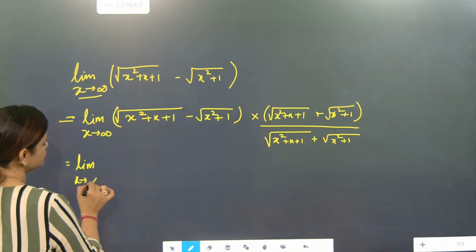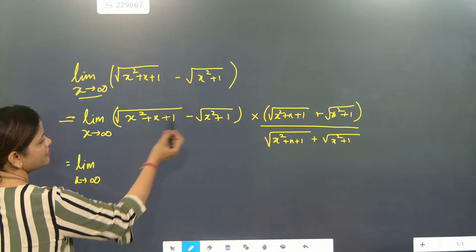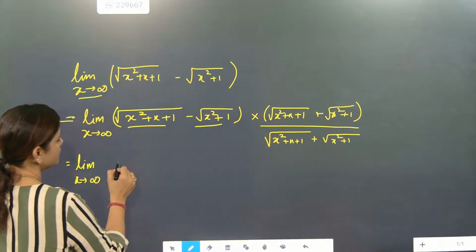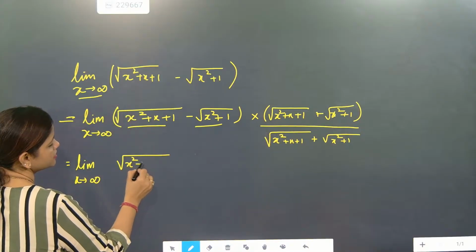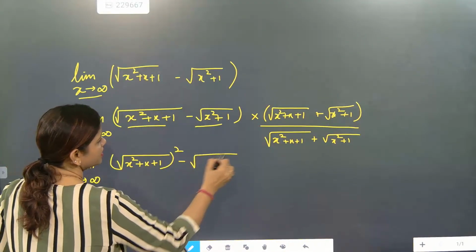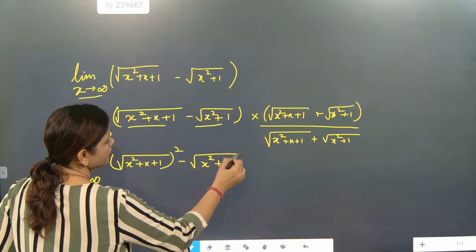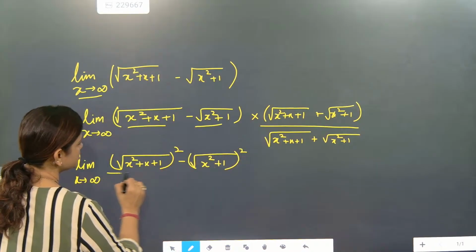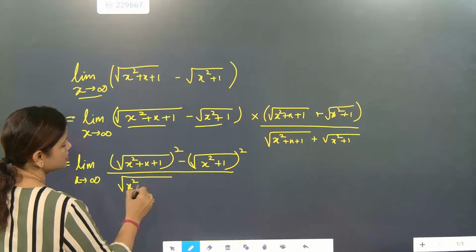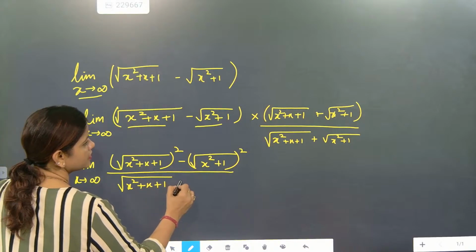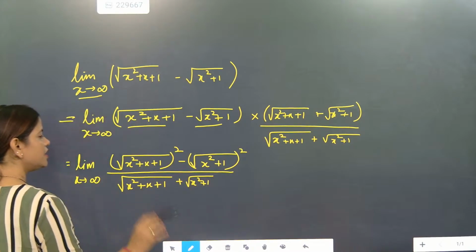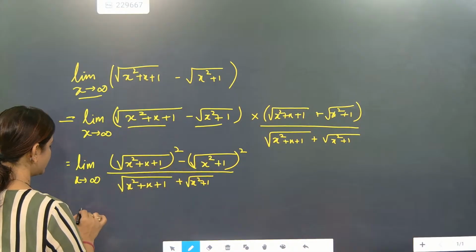So limit x tends to infinity. This and this, a minus b, will become a minus b times a plus b. So it will become a square minus b square: root under x square plus x plus 1 whole square minus root under x square plus 1 whole square. This section is done. Now you check the denominator section: root under x square plus x plus 1 plus root under x square plus 1. Till here you did it. Now the root and the square will get cancelled.